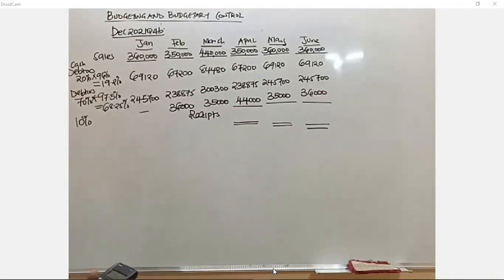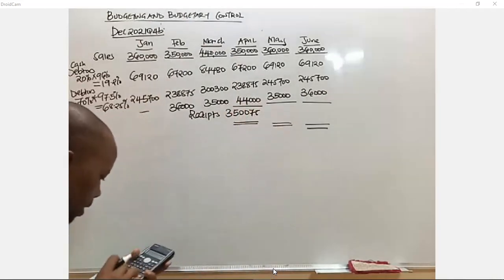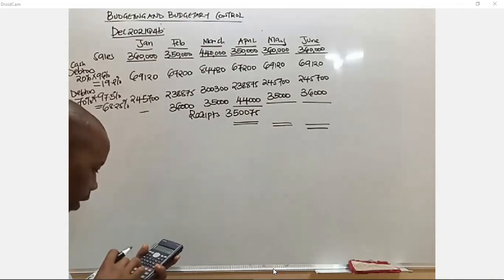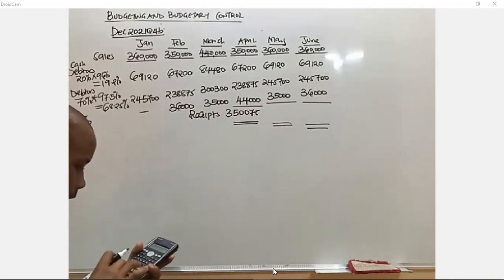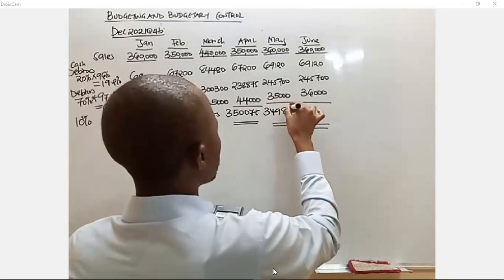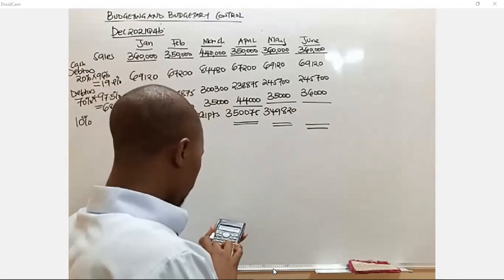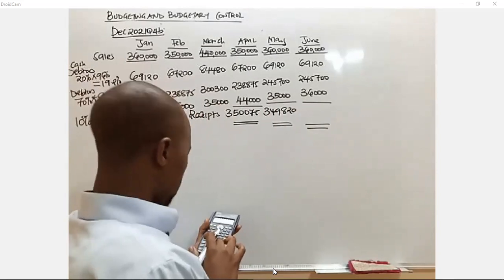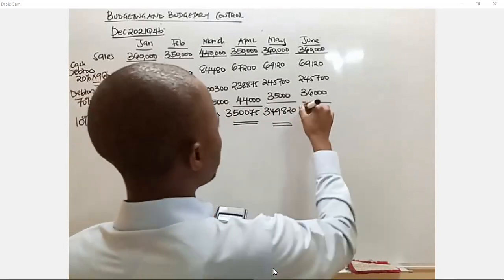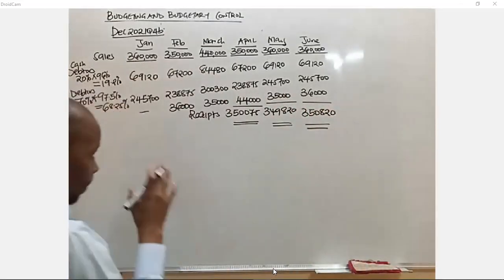So 67,200 plus 238,875 plus 44,000. And I'm getting 350,075. The second one will be 69,120 plus 245,700 plus 35,000. Getting 349,820. Then the last one will be 69,120 plus 245,700 plus that 6,000. And here I'm getting 350,820. Ushamaliza kufanya hivyo, shamaliza hiyo analysis.